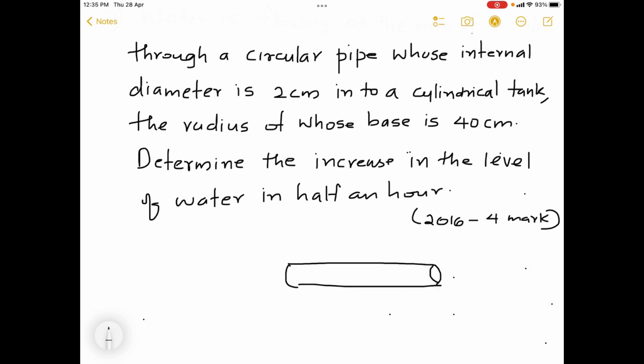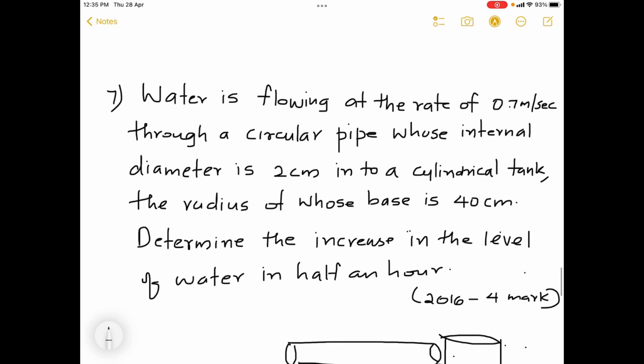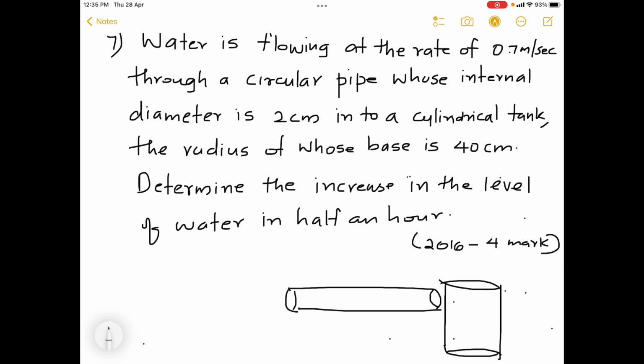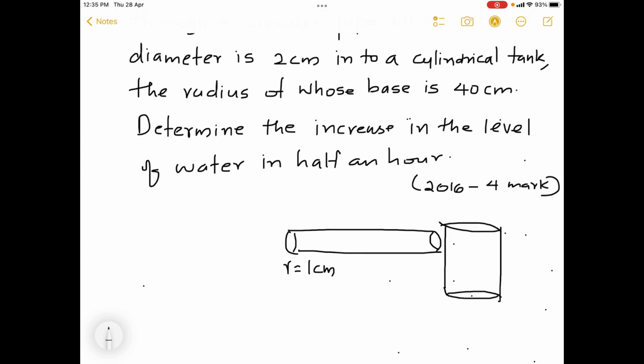This is a circular pipe, into a cylindrical tank. Water is flowing at the rate of 0.7 meter per second. Each second, water is flowing at the speed 0.7 meter. The diameter of the pipe is 2 centimeter, so radius is equal to 1 centimeter. The radius of the base of the cylindrical tank is 40 centimeter. Determine the increase in the level of water in half an hour. Find H.